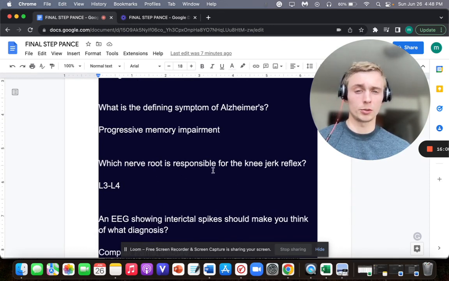Which nerve root is responsible for the knee jerk reflex? And we already alluded to this again, L3 and L4.